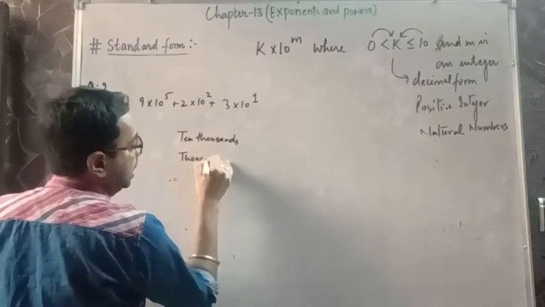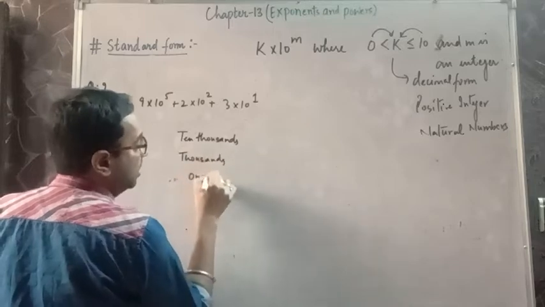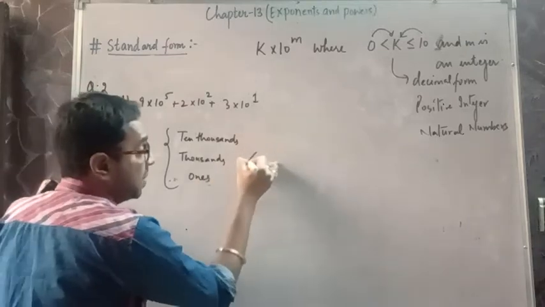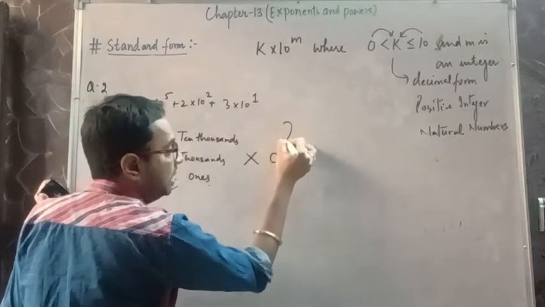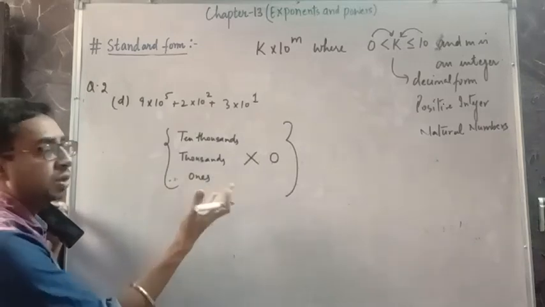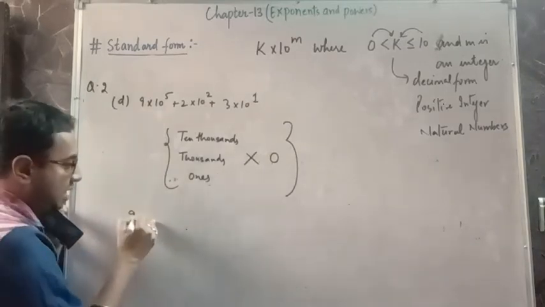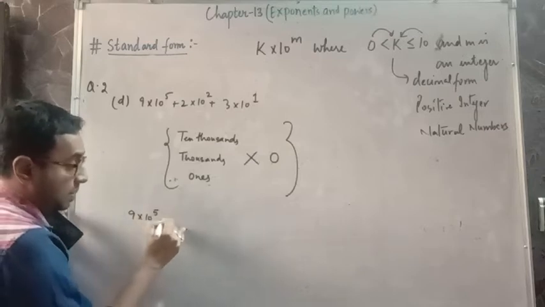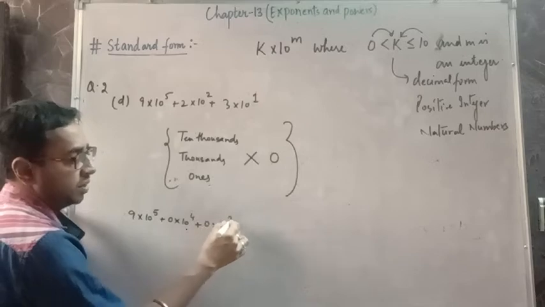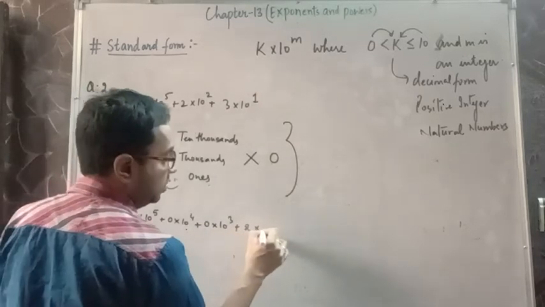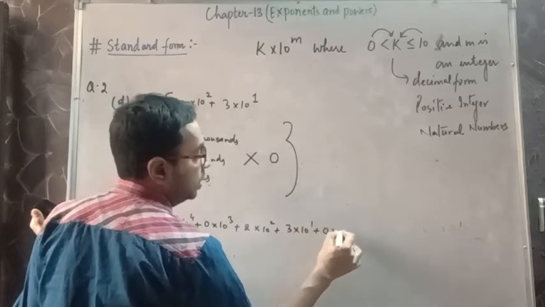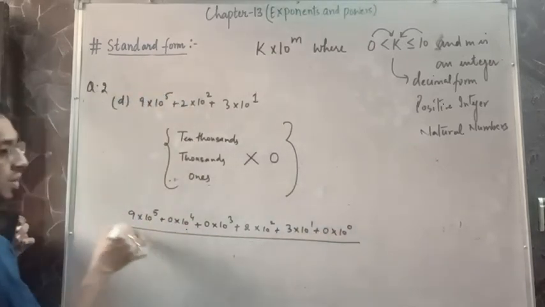If I talk about this question, the 10,000's place value, 1,000's place value, and the ones place value digits are missing. It means they must be multiplied with 0, because anything multiplied with 0 is 0. So I can write 9 into 10 raised to power 5, plus 0 into 10 raised to power 4, plus 0 into 10 raised to power 3, plus 2 into 10 raised to power 2, plus 3 into 10 raised to power 1, plus 0 into 10 raised to power 0. This would have been the representation.